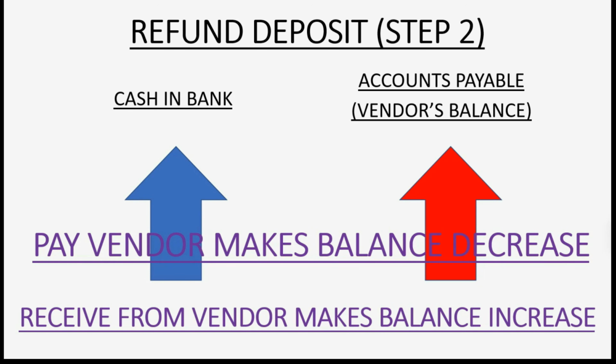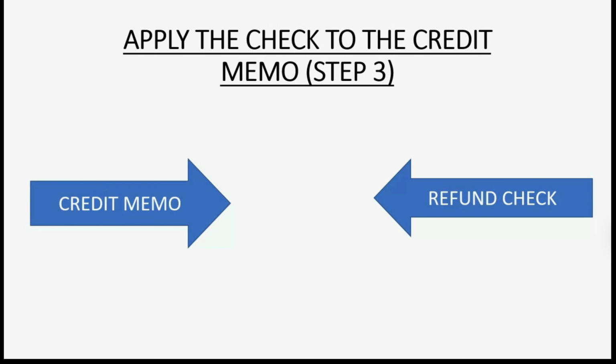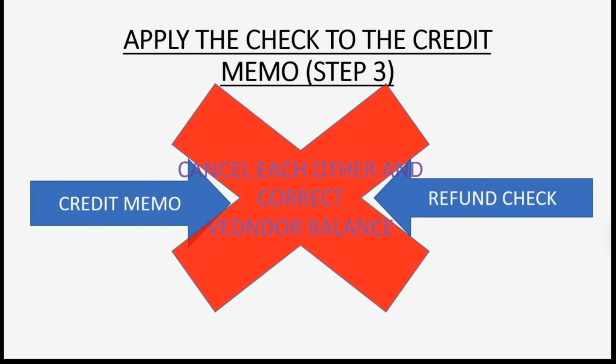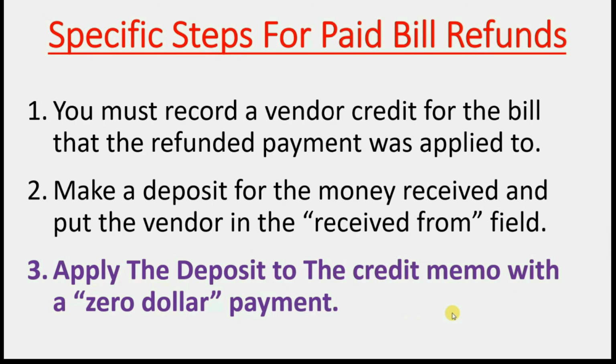So now we have the credit memo decreasing the balance, and we have the deposit from depositing the check increasing the balance. Now, step 3, you're going to apply the vendor credit to the refund check of the vendor that we deposited. And they should cancel each other out and correct the vendor's balance. And when you look at the unpaid bills report, you should see neither the credit nor the deposit. So, we apply the deposit to the credit with a $0 payment, done on the same day.